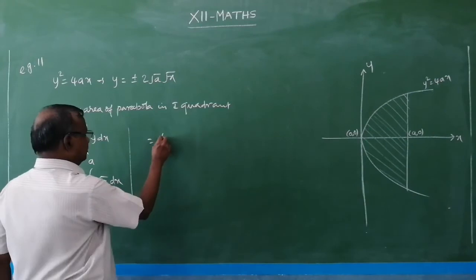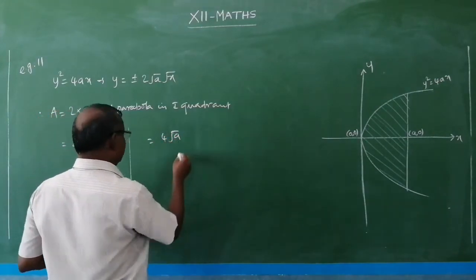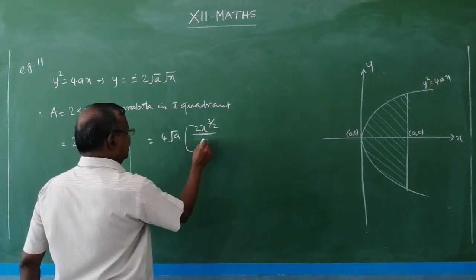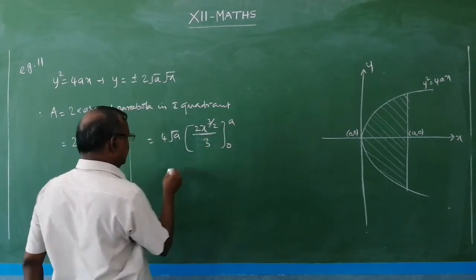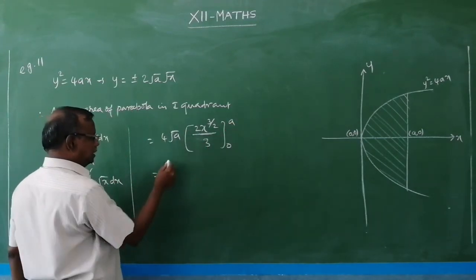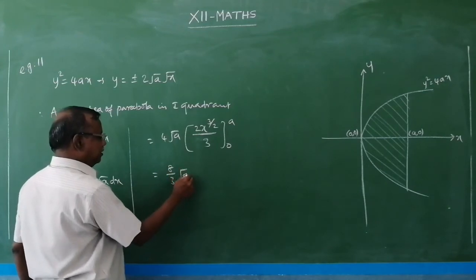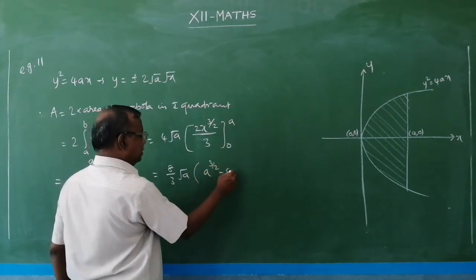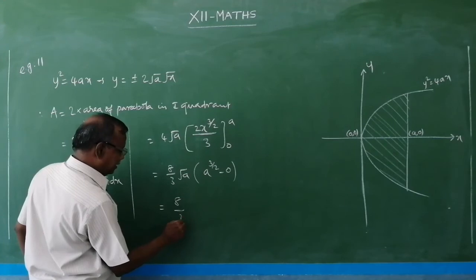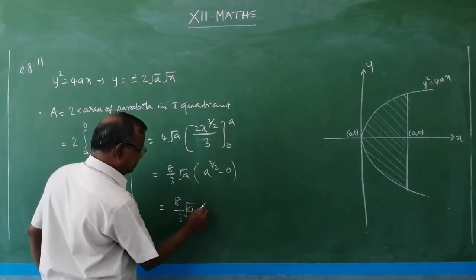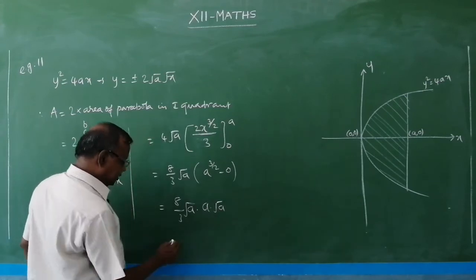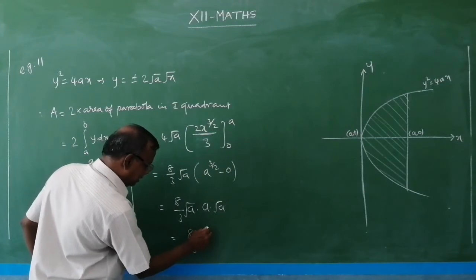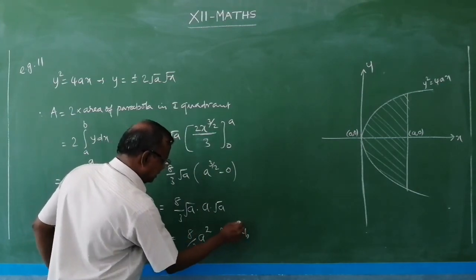So this is equal to 4 root a into x power 3 by 2 into 2 by 3 from 0 to a. Bring the 2 by 3 to the outside. So it is 8 by 3 root a, and the upper limit is a power 3 by 2 and the lower limit is 0. That is 8 by 3 root a into a root a, since a power 3 by 2 means a into root a, which is equal to 8 by 3 root a into a square, 8 by 3 a square units. So this is the area required.